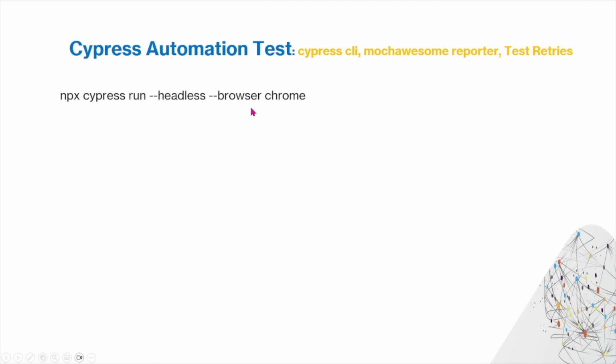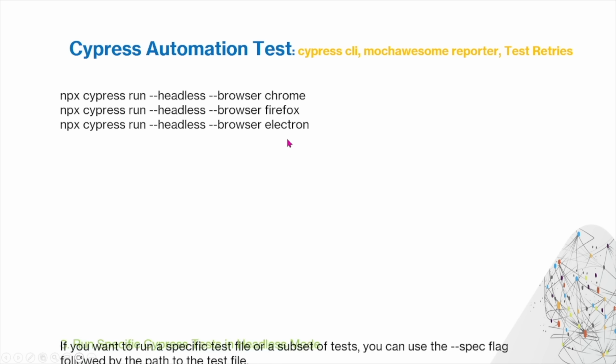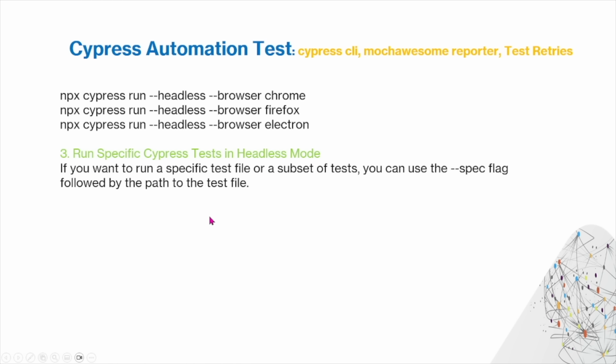And so this is what it will look like if you use the browser Chrome, Firefox, and Electron. So you can also run specific Cypress tests in headless mode. If you want to run a specific test file or a subset of tests, you can use the spec flag, followed by the path to the test file.